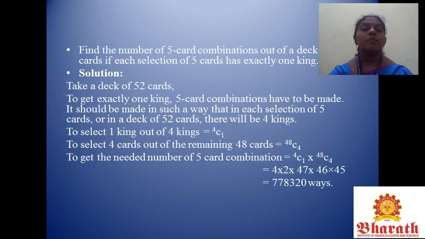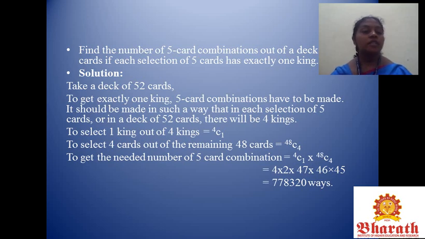Find the number of 5 card combinations out of a deck of 52 cards if each selection of 5 cards has exactly 1 king. So to find the solution, first take a deck of 52 cards. To get exactly 1 king, 5 card combinations have to be made in such a way that in each selection of 5 cards, there is exactly 1 king. In a deck of 52 cards, there are 4 kings.